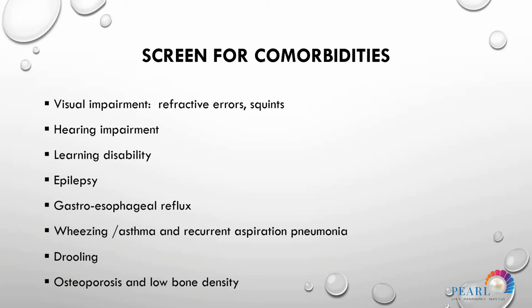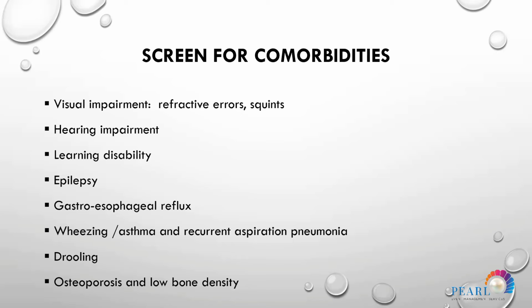Learning disability is seen in about 50% of cases of cerebral palsy, and the severity of the learning disability depends upon the severity of the motor function. A child of GMFCS level 1 to 2 will have milder learning difficulties, while those at levels 3 to 5 may have a severe learning disability, and IQ may go as low as less than 50. The other comorbidity includes epilepsy. One of our co-speakers will be talking about epilepsy in cerebral palsy in detail, so I'm not going to go into detail on that.